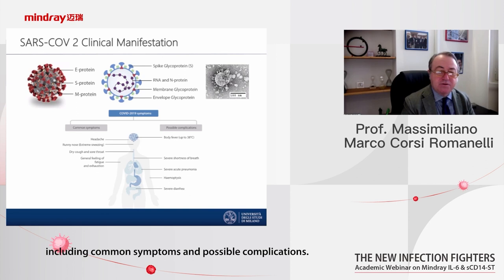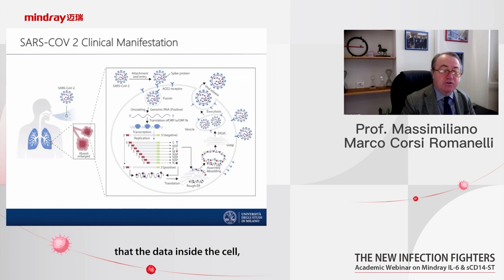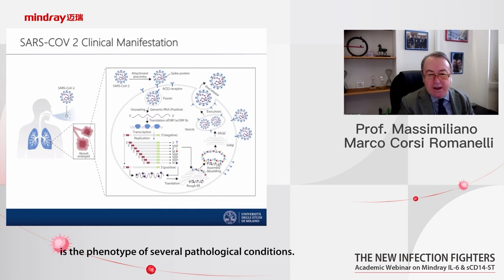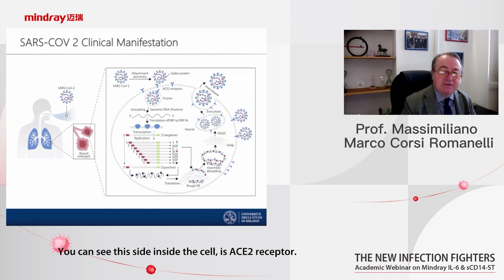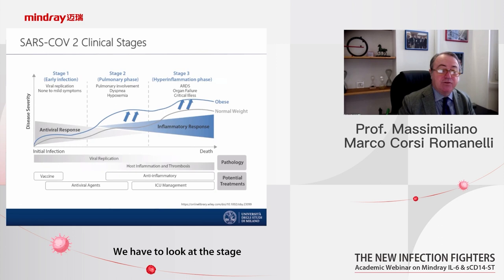But we know very well that inside the cell, in the clinical manifestation, is the phenotype of several pathological conditions that you can see in these slides. Inside the cell, this is an ACE2 receptor, and inside the cell there is translation, transcription and replication. This is what happens, but we also have to look at the stage of infection, the clinical stage.